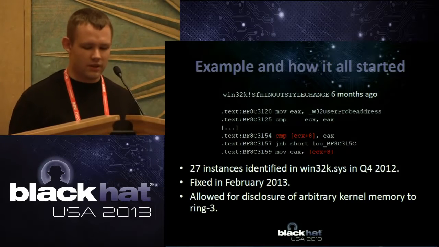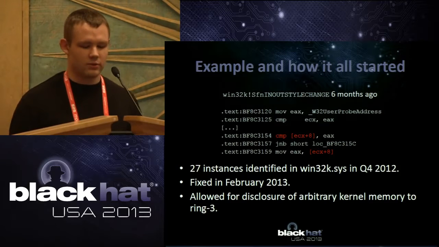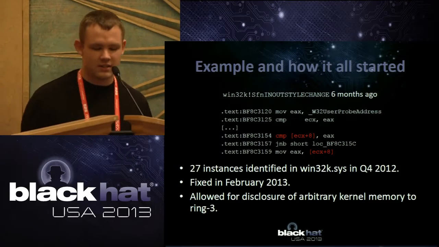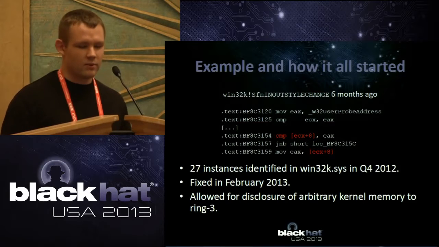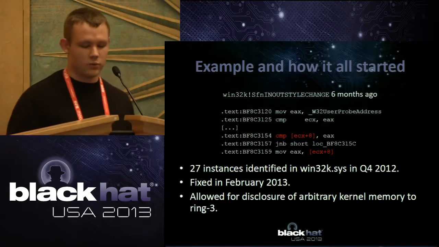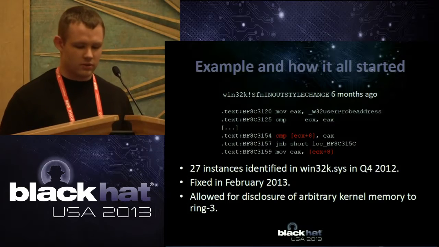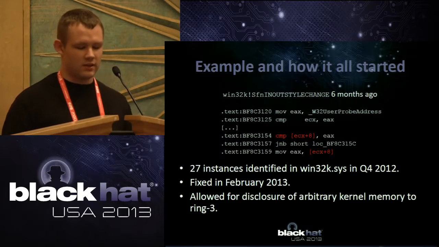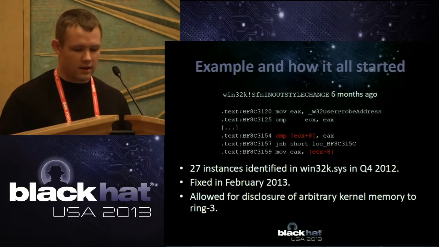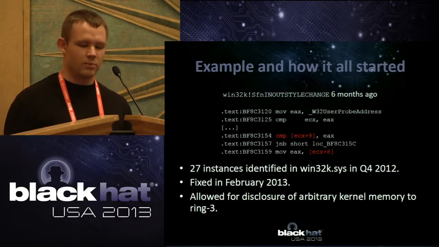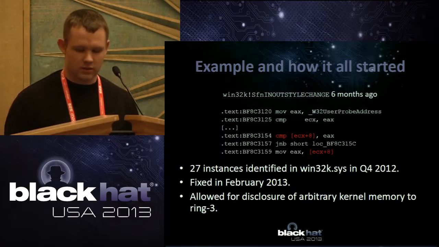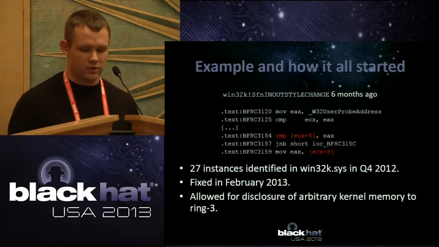And when we performed some variant analysis over it, we found out that there were 26 different instances of the very same bug all over Win32k. We found this in Q4 of 2012, and we reported this to Microsoft immediately, and they fixed it in February this year, along with some other bugs. And this particular vulnerability allowed us to read any memory within the kernel address space. So this was an information disclosure vulnerability.